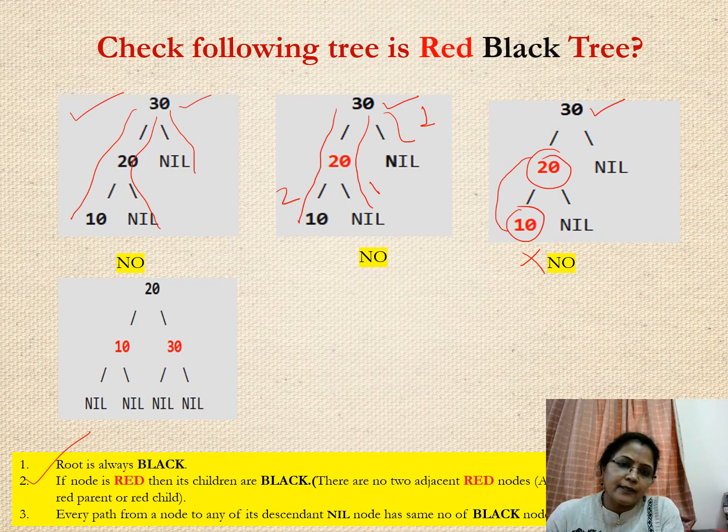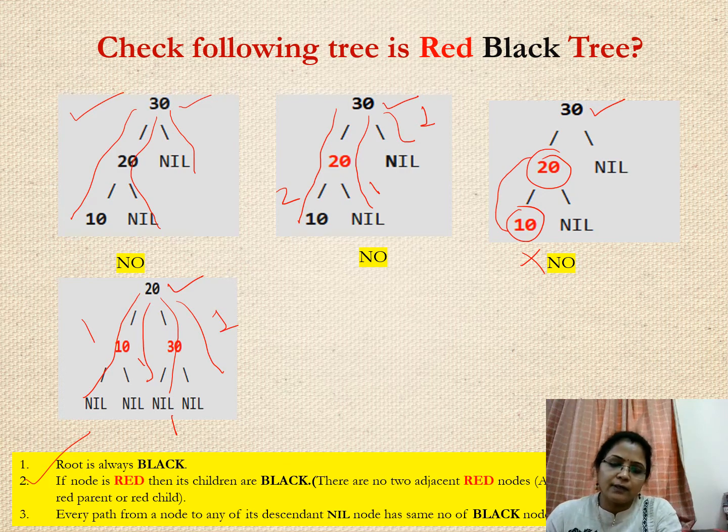Now this is the fourth example. You can verify here, yes, the root is black. It is okay. Now you count the number of black nodes in each path. In this path it is 1, in this path it is also 1, in this path it is also 1, and in the fourth path it is also 1. So yes, it is a red black tree.